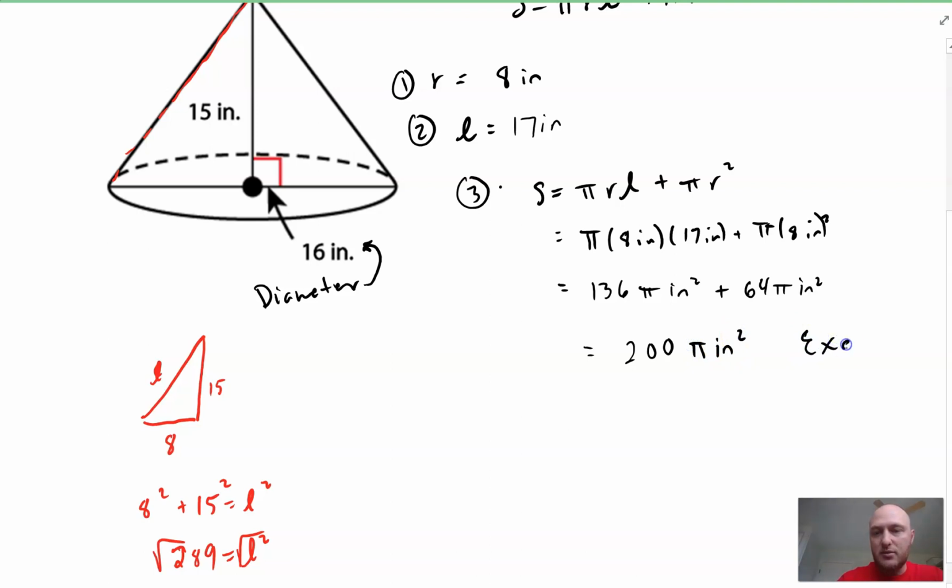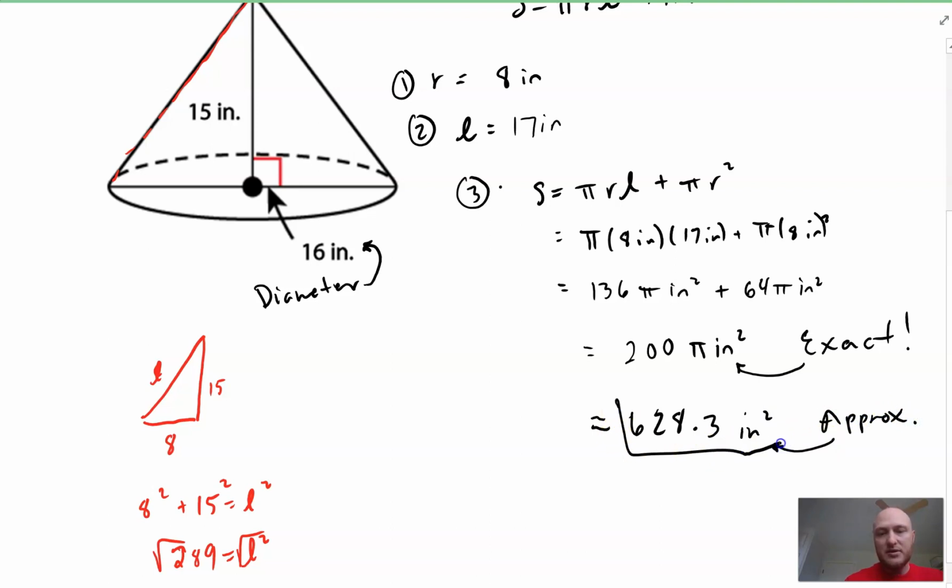Again, this is your exact answer, in terms of pi. Now we can go ahead and approximate, and actually, I'm going to use the approximation. So 200 times pi gives us 628.3 square inches. And this is approximate. Okay, so I know in class we would tell you make sure you have both answers.